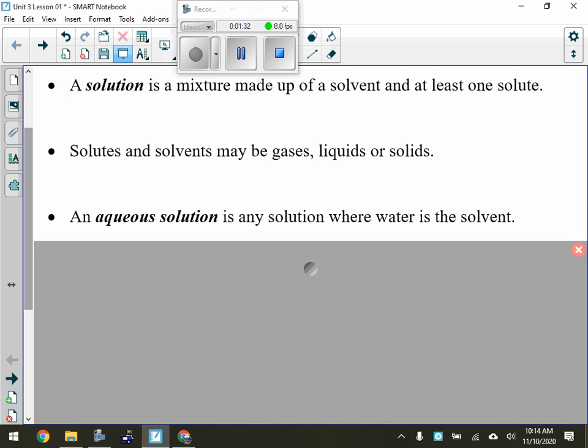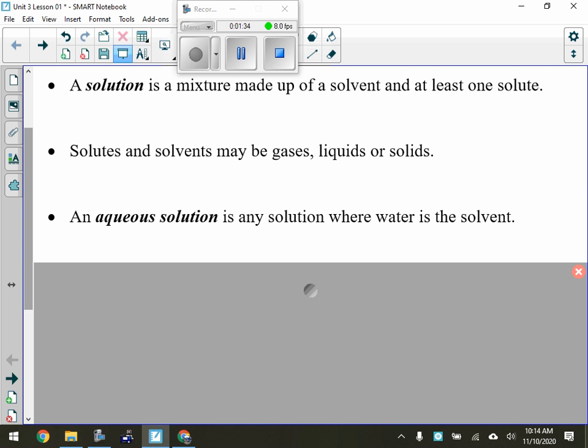Has everyone got that? We're going to do this exclusively. Aqueous solutions are where water is the solvent. That's what we're all going to be talking about in this unit. Water is going to be the solvent. Feel free to copy all this down.